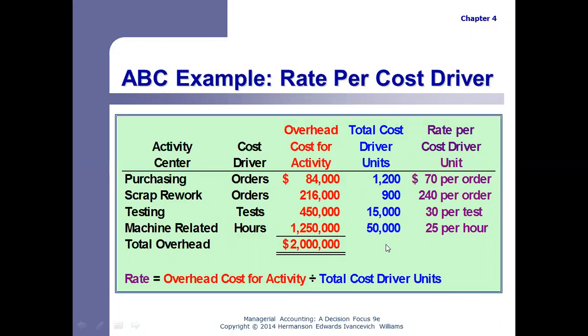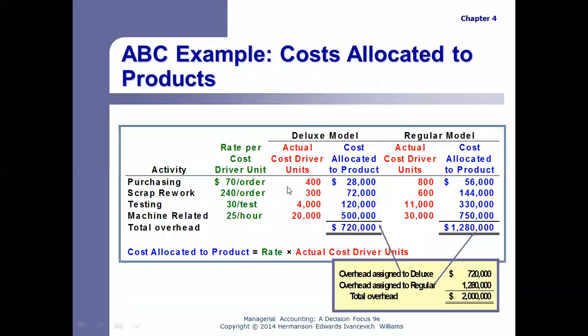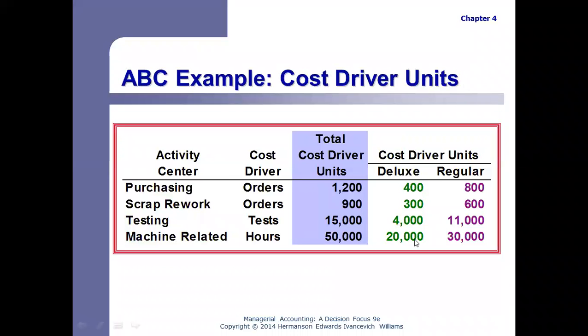Here are those rates per cost driver unit that we just calculated. And then what we do is multiply each of these rates for that activity times the number of units of the cost driver for the activity for each of the two models. Okay, and you've seen these cost driver units before here.